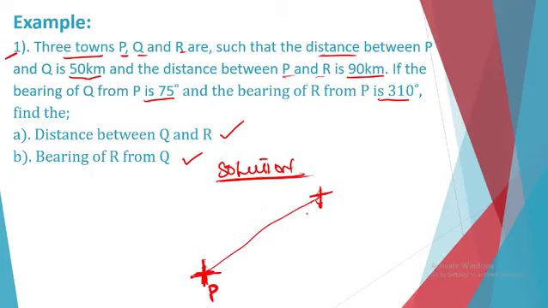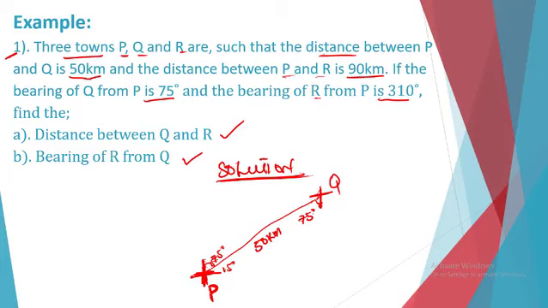So this point is 75 degrees, and this point too is 75 degrees. How many degrees is left in this 90? Remember, this is 90, so this is 15 degrees. Do you understand? Then this line, he said the distance between P and Q, remember this is our Q, is 50 kilometers. So here is 50 kilometers. We've drawn this, and it says that the bearing of R from P is 310.